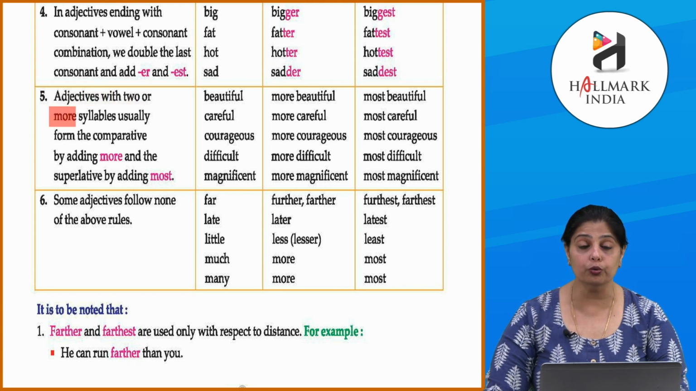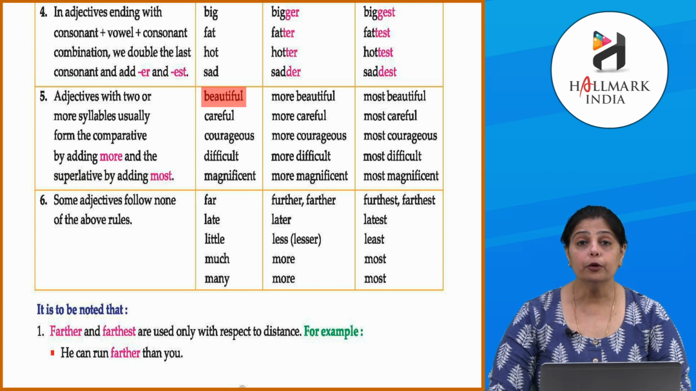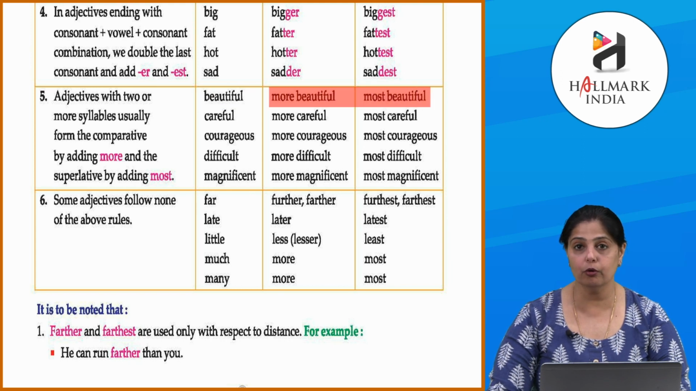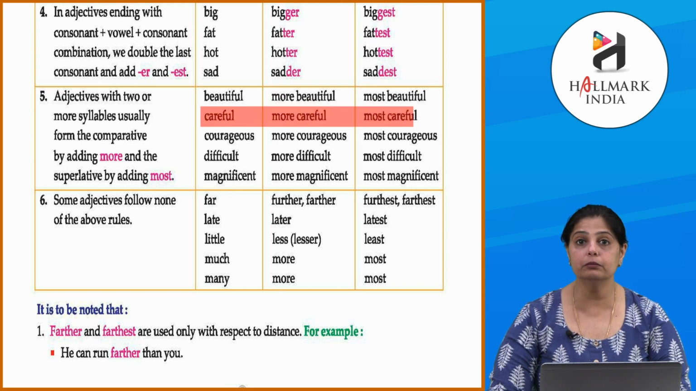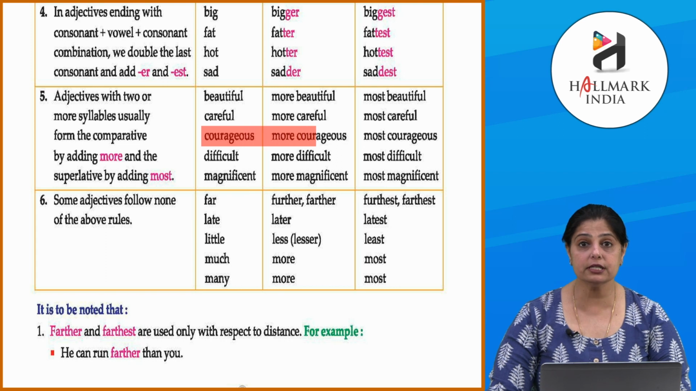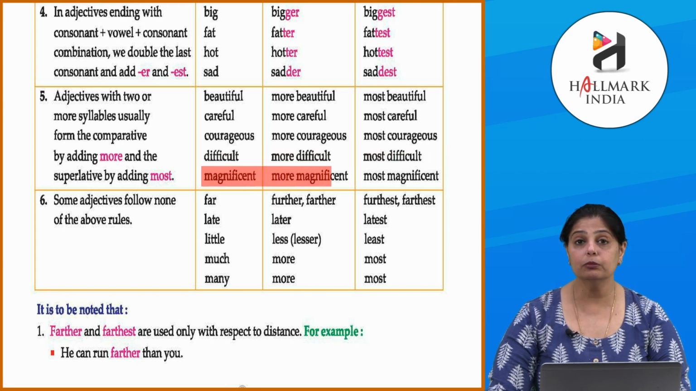Adjectives with two or more syllables usually form the comparative by adding more and the superlative by adding most. Beautiful. Okay, तो बन जाएगा more beautiful, most beautiful. Okay, careful, more careful, most careful. Courageous, more courageous, most courageous. Difficult, more difficult, most difficult. Magnificent, more magnificent, most magnificent.